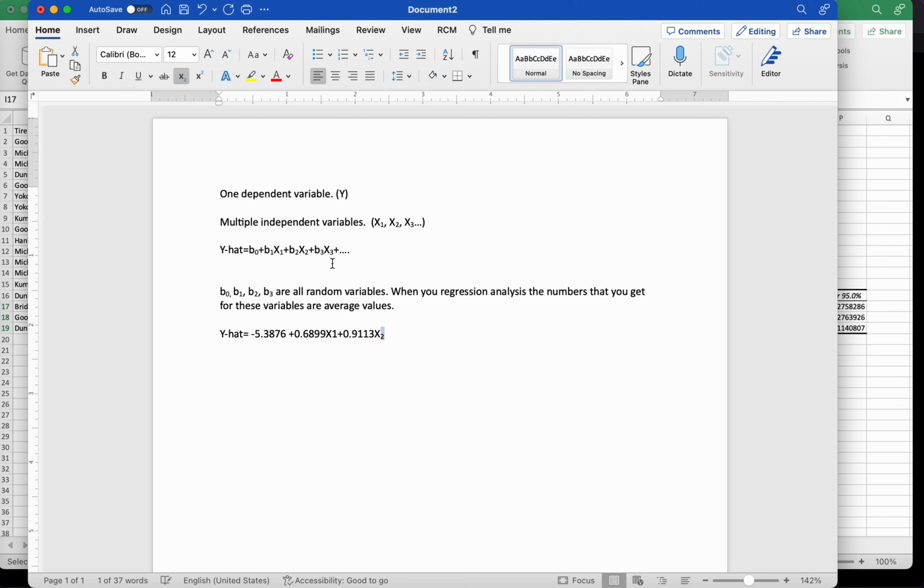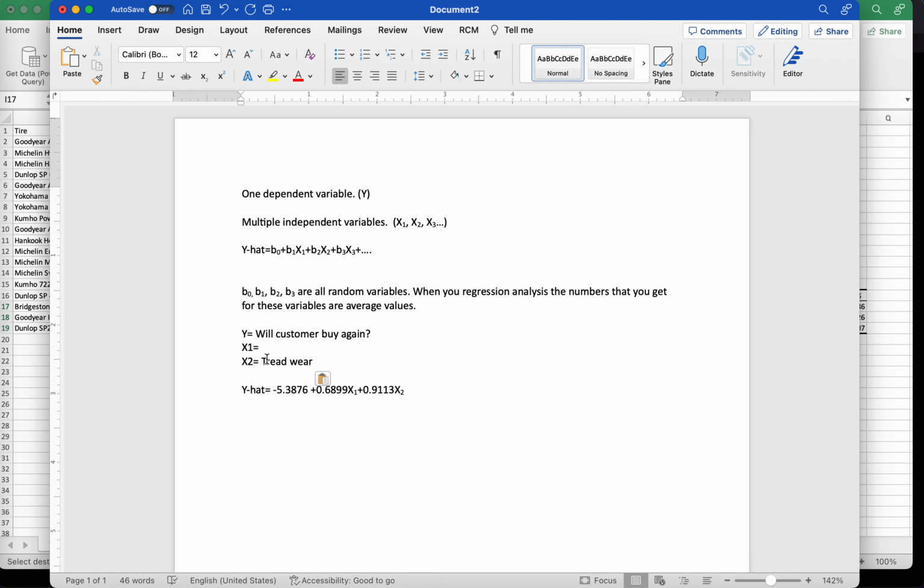What are x1 and x2 here? In our case, y is buy again, will the customer buy again. And x1 is tread wear, x2 is, I'm sorry, not x1, x2 is tread wear, and x1 is steering. So x1 is steering. The first variable is steering, the second variable is tread wear. So we get this equation.